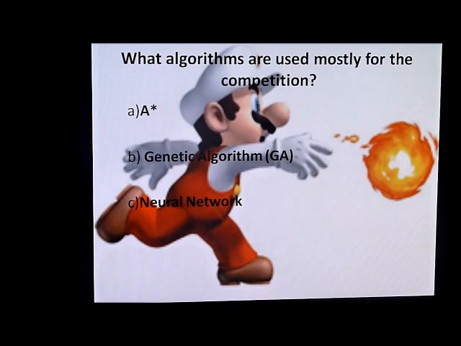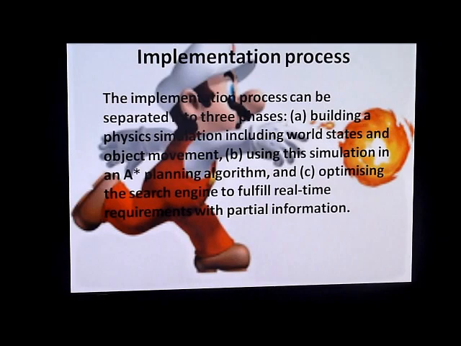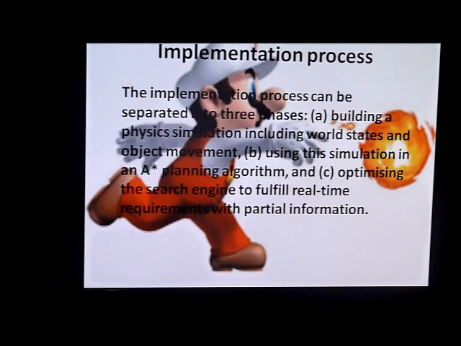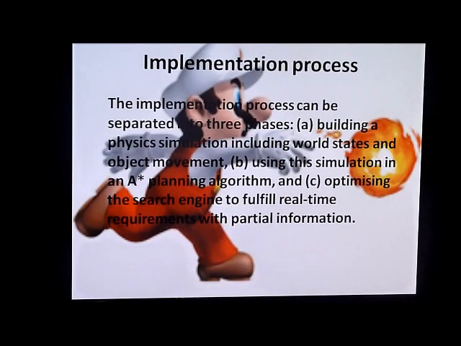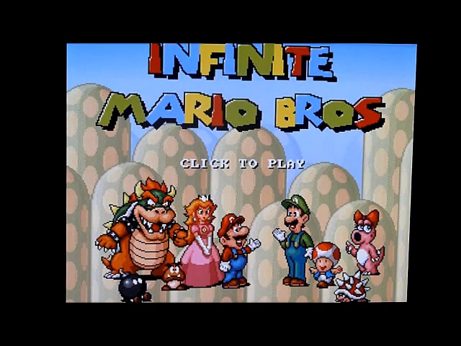Implementation process. We will focus on the implementation process using the A-star algorithm. The implementation process can be separated into these phases. A, building a physics simulation, including world states and object movement. B, using the simulation in an A-star planning algorithm. And C, optimizing the search engine to fulfill real-time requirements with partial information. And now, let's see more details.